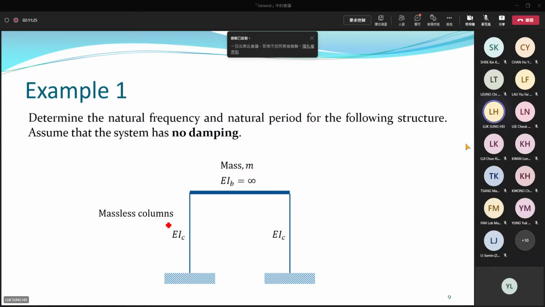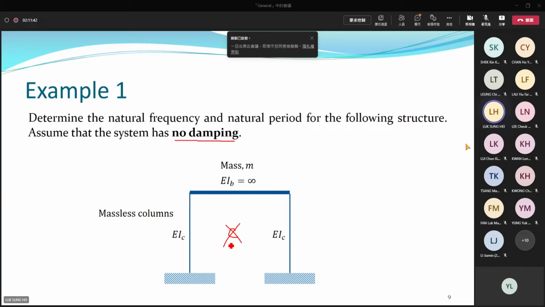Actually, you have seen this one before in topic 4. In topic 4, example 1, the structure is in this way. You may go back to topic 4. But this time we ignore damping. So I remove the damper from the system.